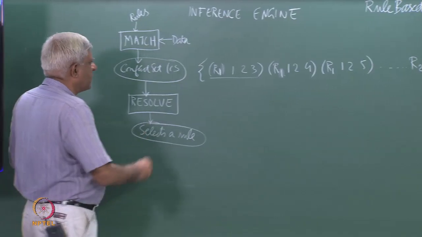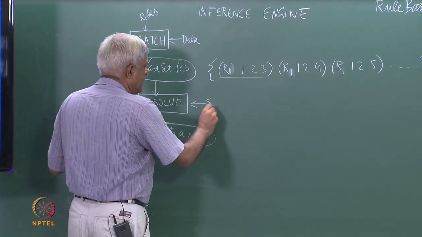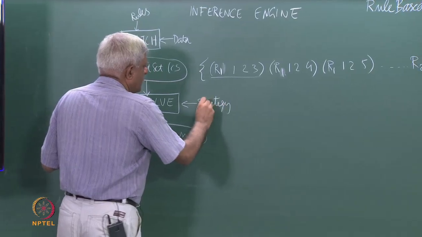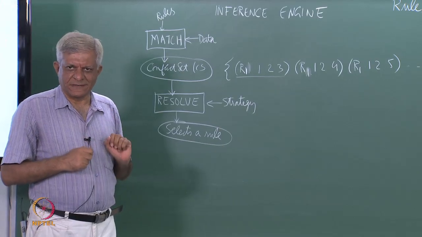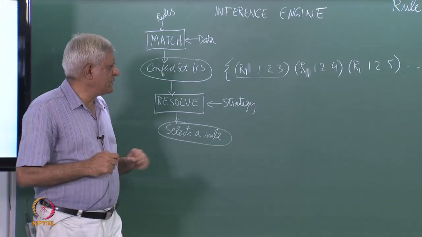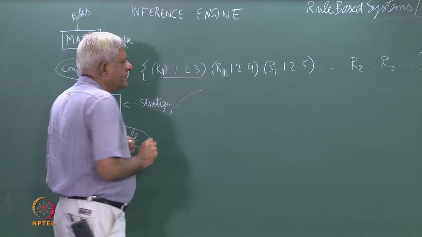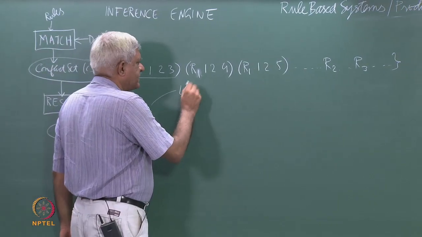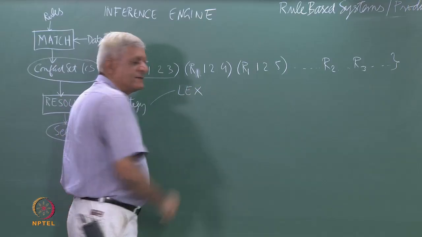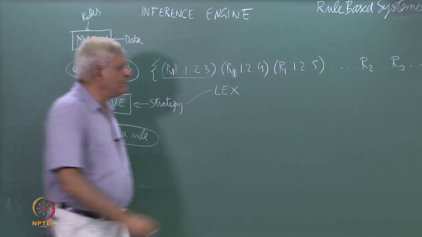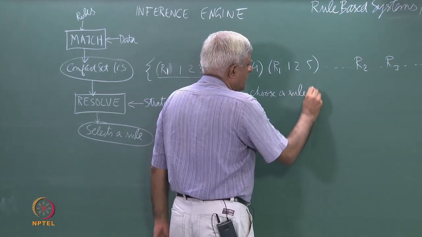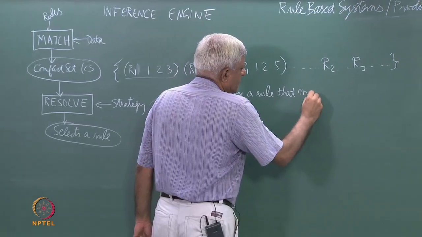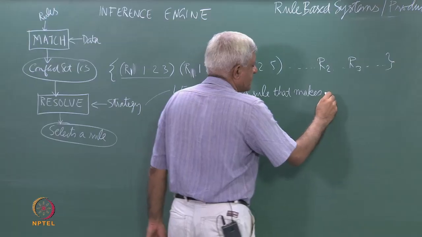Now, obviously, what this resolve needs is a strategy. What is your problem solving strategy? Given that many rules are ready to execute, which rule should we select to execute actually essentially? Now, there are different kinds of strategies. So, one strategy which is called LEX in Ops 5 terminology or lexicographic strategy says that choose a rule that matches or that makes the maximum number of tests.